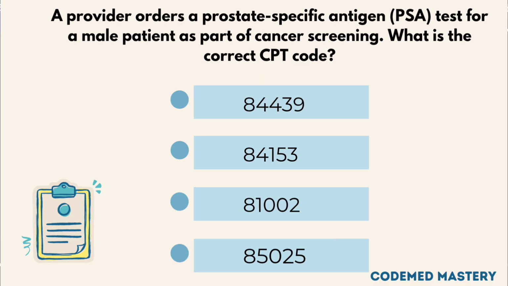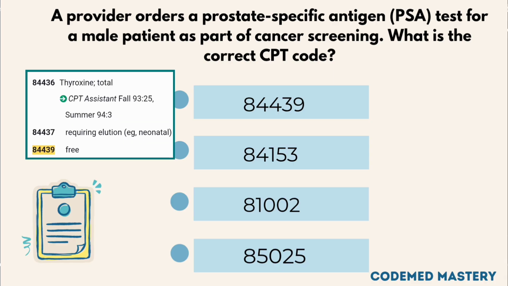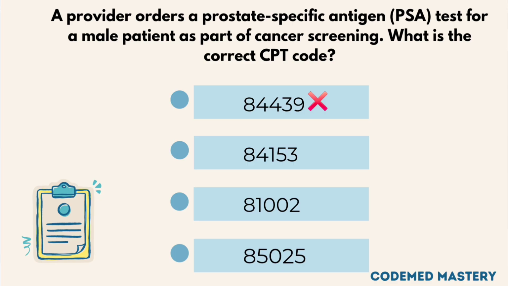A provider orders a prostate-specific antigen PSA test for a male patient as a part of cancer screening. What is the correct CPT code? Let us check the codes. Check option A 84439. 84439 is for thyroxine free. That is not matching with the question because in the question they have given PSA test. Therefore, eliminate option A.